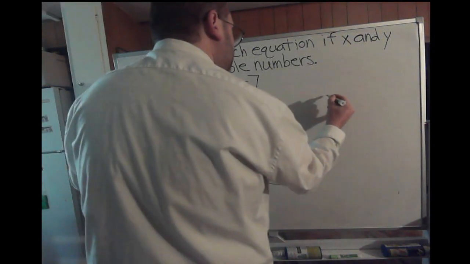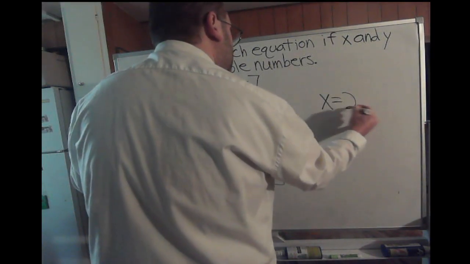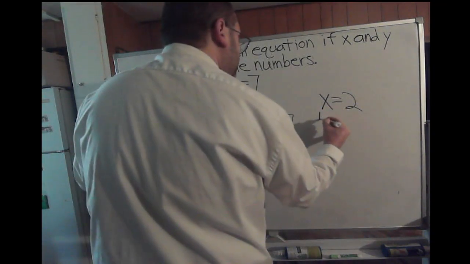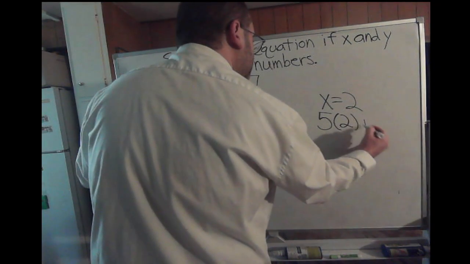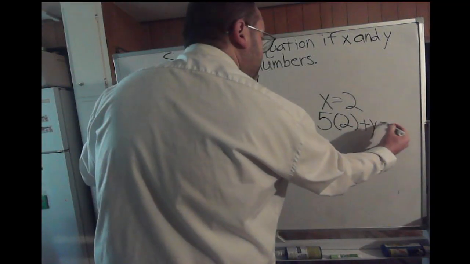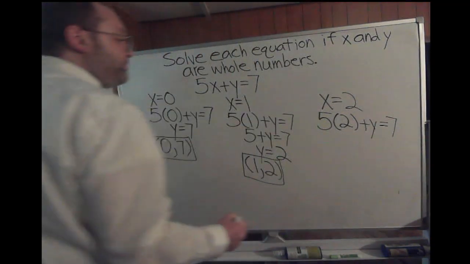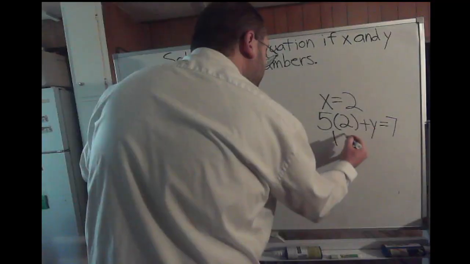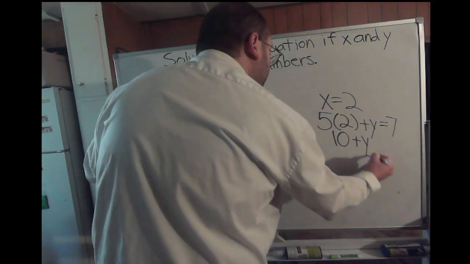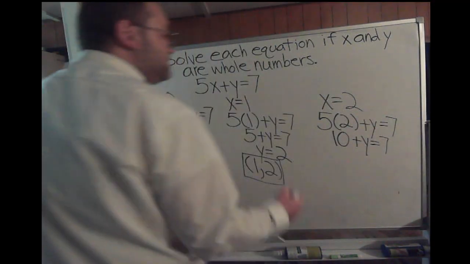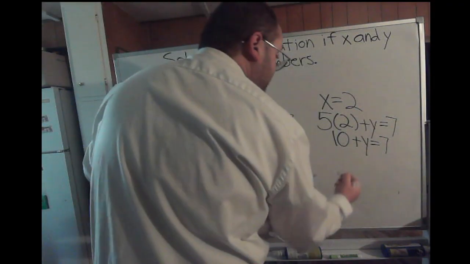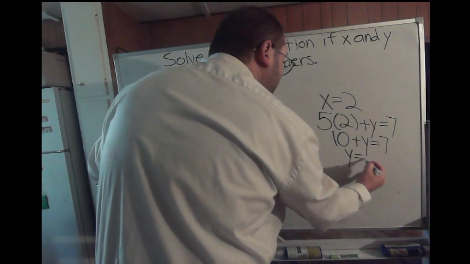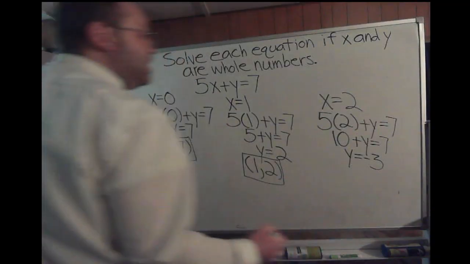For good measure, let's try x equals 2. So do 5 times your x coordinate of 2 plus y equal to 7. Well, 5 times 2 is 10, right? Plus y equals 7. Well, we have 10 plus y. We want to solve for just y. So subtract 10 from both sides. You'll get y equals negative 3.